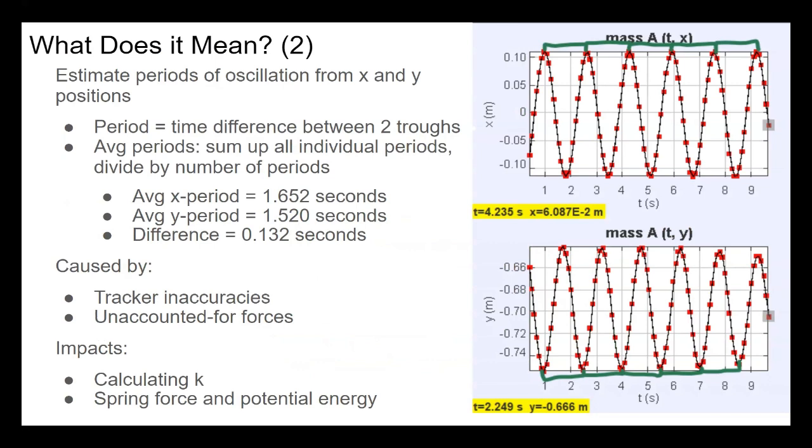As far as periods of oscillation, we can calculate each period individually from crest to crest or trough to trough, and then average them out. And we get these X and Y periods that you see here with a somewhat small difference. And these are just caused by tracker inaccuracies and unaccounted for forces. And this can impact calculating our K, our spring constant, or spring force and potential energy.